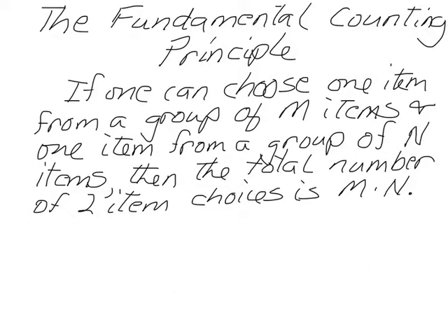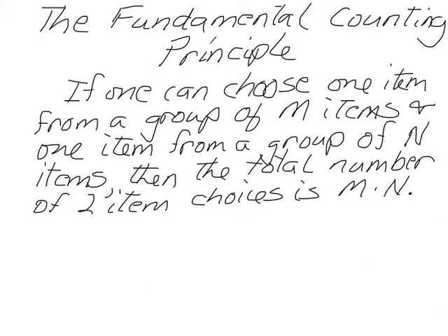And so I'm just going to say what it is here. It's written down for you so you can take notes on it. You can pause and do that if you like. But here's what it says. If one can choose one item from a group of m items and one item from a group of n items, then the total number of two item choices is m times n.